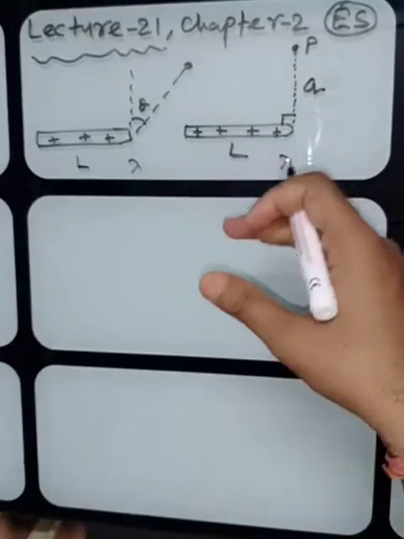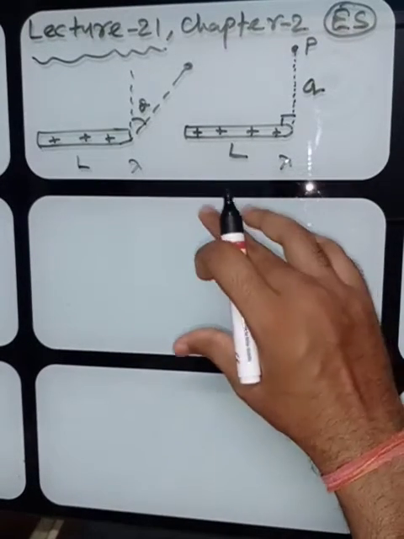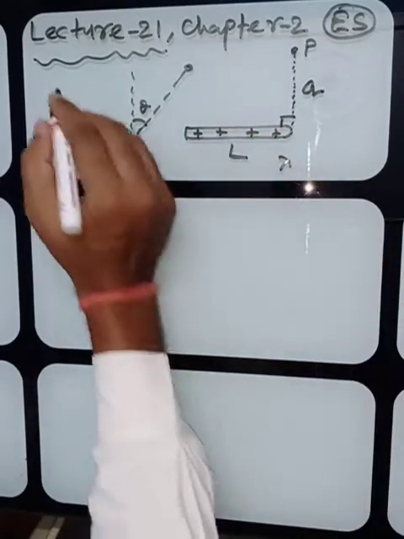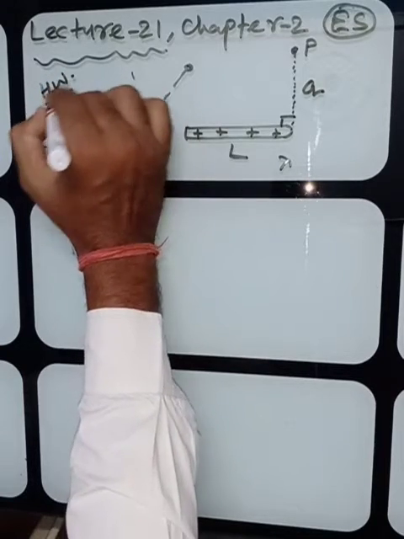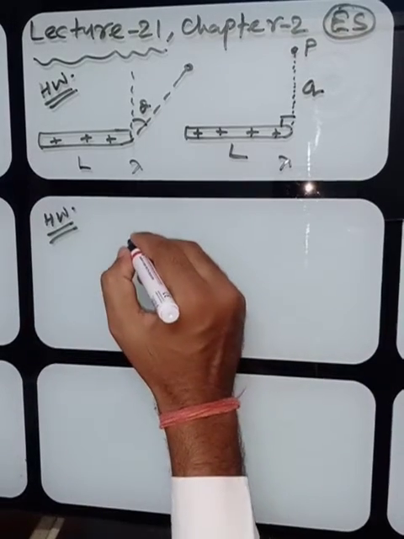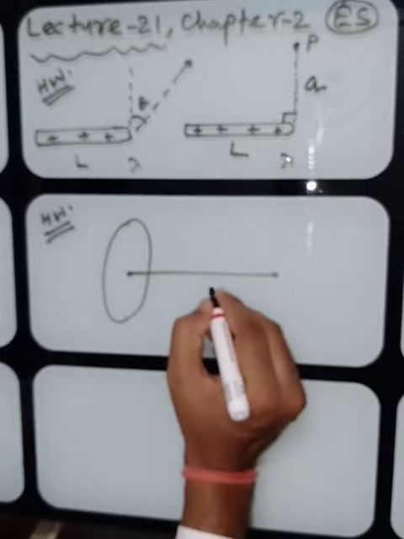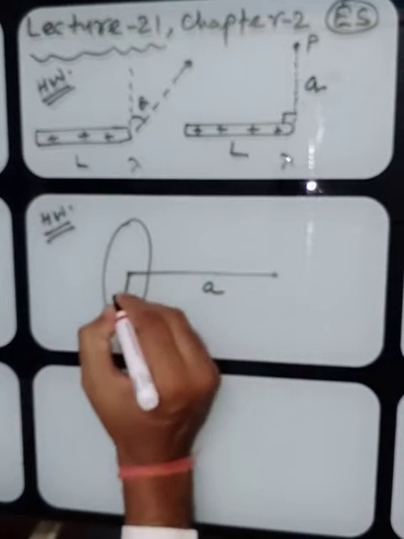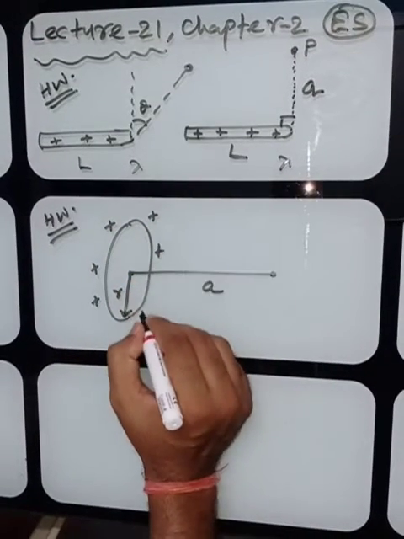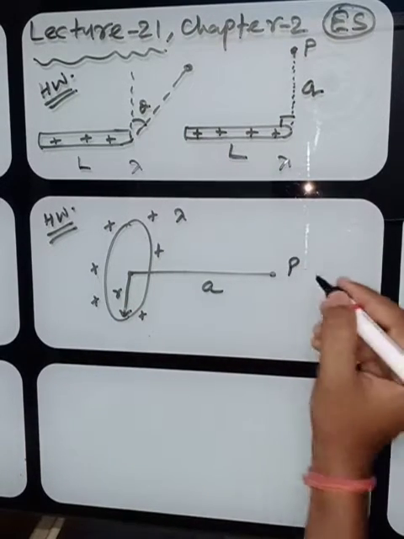Now we'll move forward and try to find the potential due to a ring. That is also very important. Another homework I'm giving you, and this is also very simple. Try to find the potential due to this ring at A. R is the radius of the ring. It is positively charged. Lambda is the linear charge density. You have to find the potential at this point P.